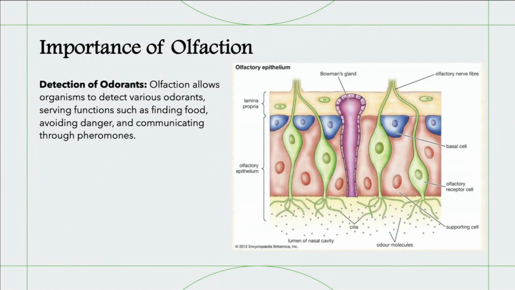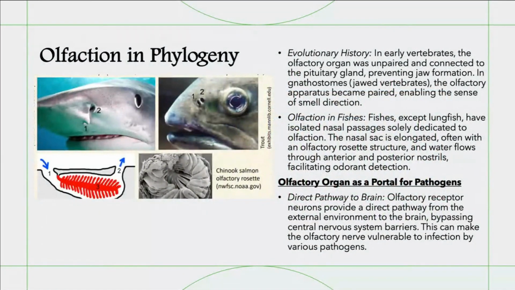The importance of olfaction we've already mentioned. So the olfaction in phylogeny. In early vertebrates, the olfactory organ was unpaired and connected to the pituitary gland, and this basically stopped jaws from being formed. And that's why they didn't have jaws. That's why the Agnatha didn't have jaws. But in gnathostomes, which are the animals which have jaws, the olfactory apparatus became paired, and this allowed these cartilaginous fishes to be able to have smell direction. So basically, they're able to detect smell and then follow the area of where that smell is coming from.